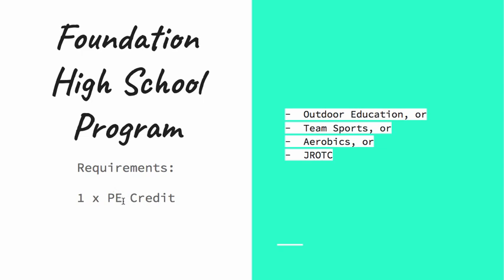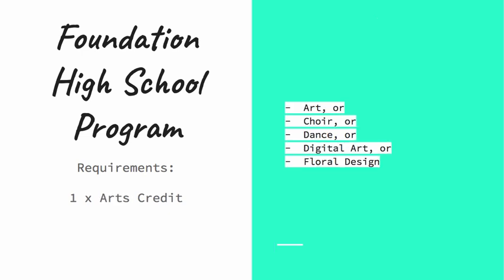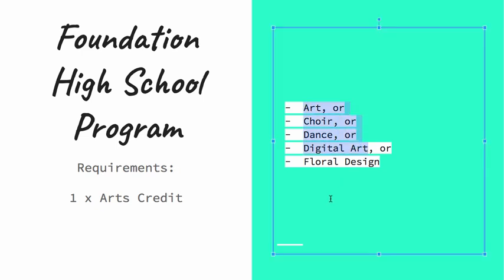And then you have to have at least 1 PE credit, so if you're on our campus, those are your choices. If you're at Guthrie, you can also do that instead, right? And then your arts credit. So these are the choices on our campus. This is a Guthrie option.